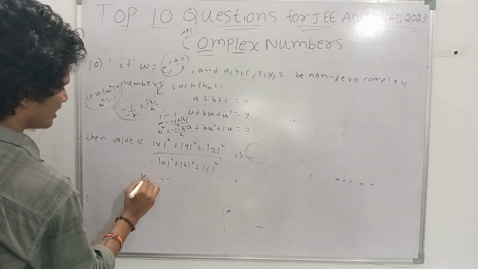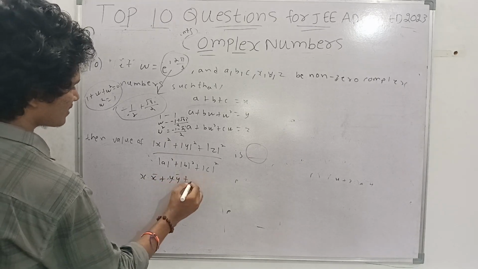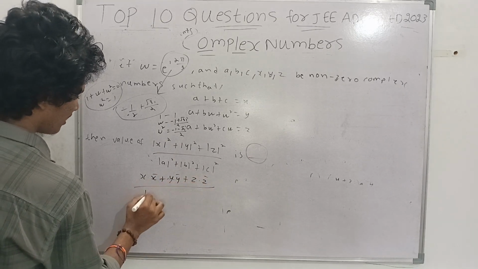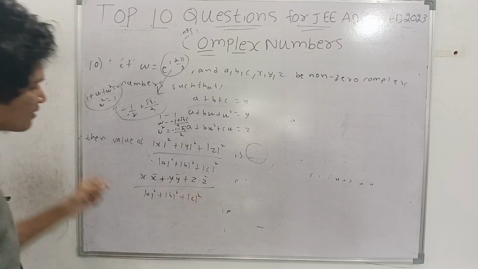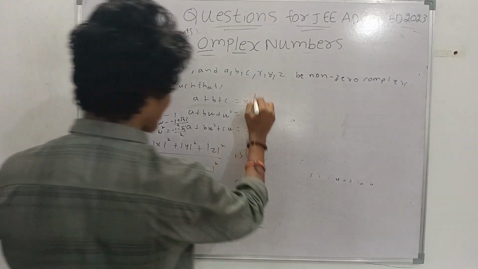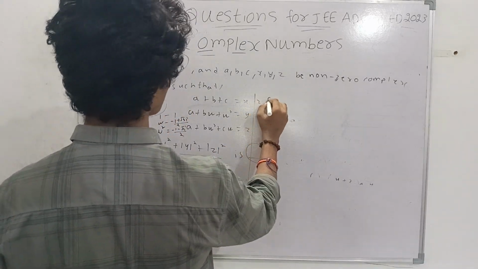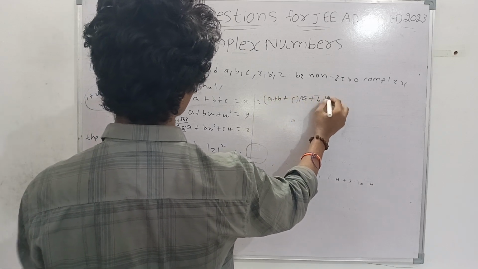Mod x square is x into x bar. What is mod y square? y into y bar. What is mod z square? z into z bar. Divided by mod a square plus mod b square plus mod c square. Why am I doing this? Because I know the value of x and I know the value of x bar, so by multiplying these two, I can get the answer. What is x? a plus b plus c. What is x bar? a bar plus b bar plus c bar.